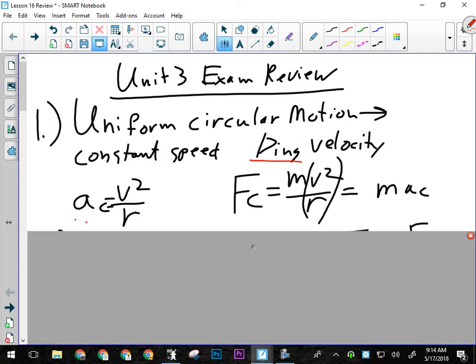We talked about how to use centripetal acceleration formulas. We talked about how we derived the centripetal force formula from that, and really that it's just mass times acceleration. It's really just Newton's second law. It's still the vector sum of all the forces. All of that stuff still applies here. So that was the stuff we talked about the first 2 days of the unit.